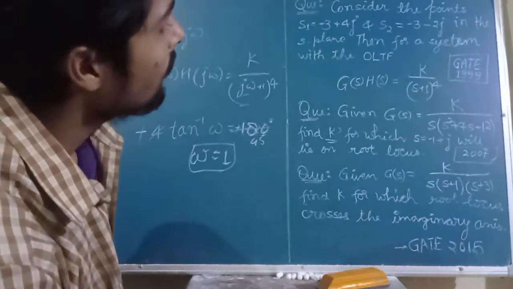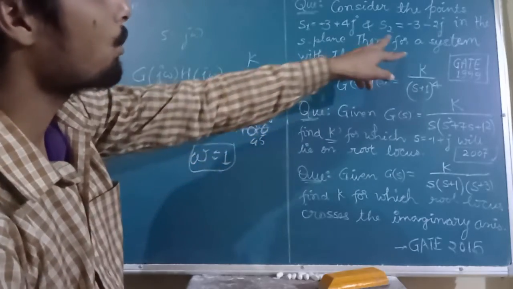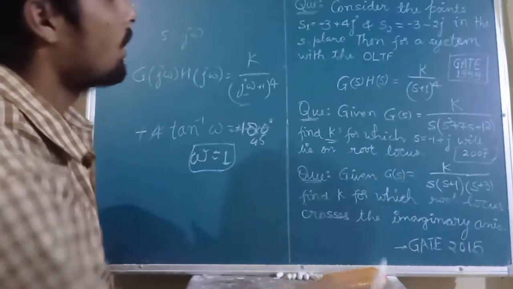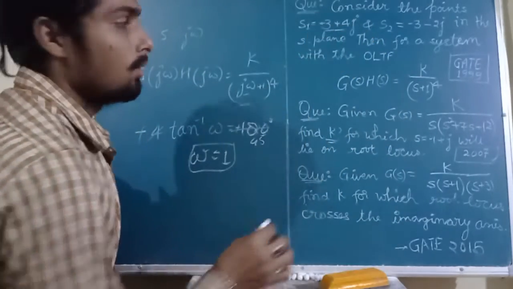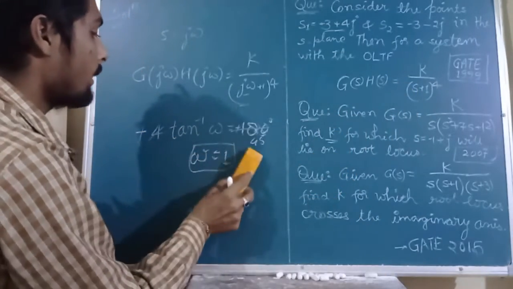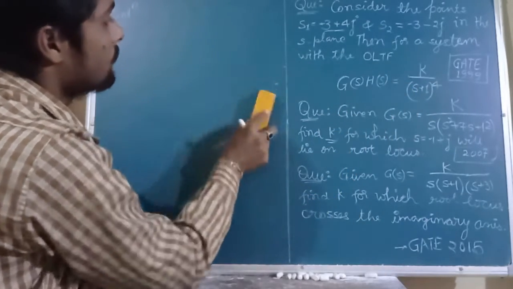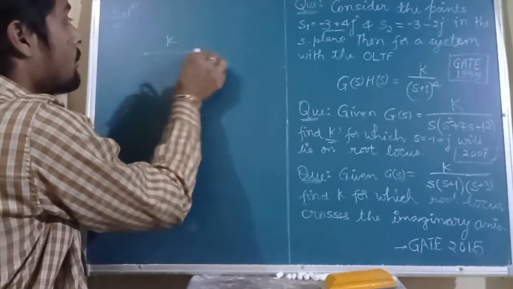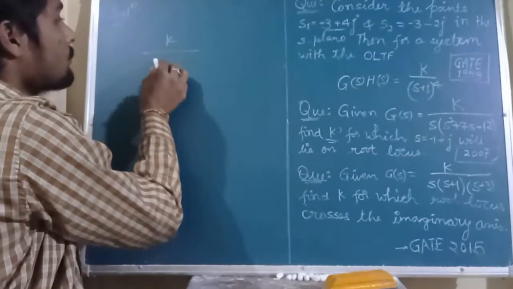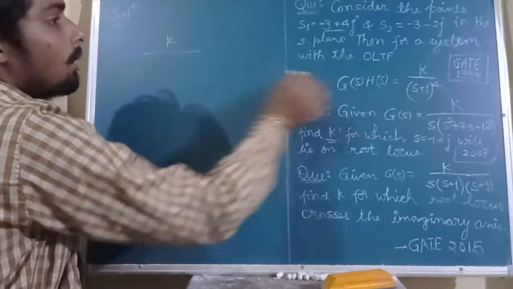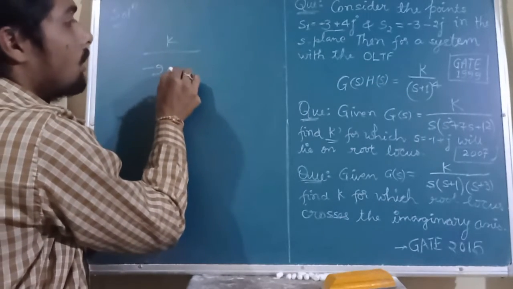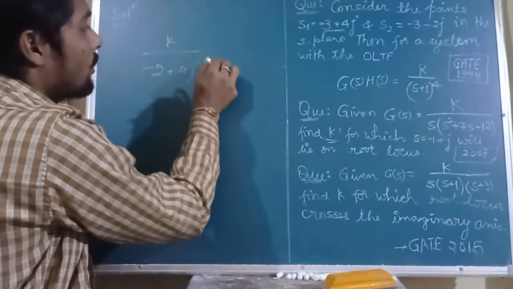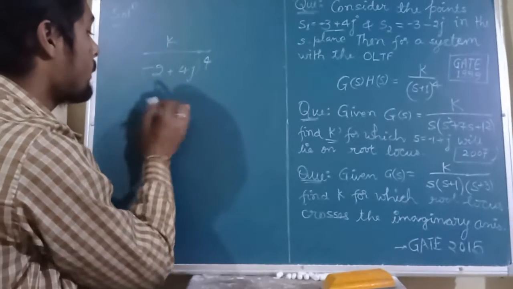Now compare that which of these points will satisfy this criteria, right? Now first put S1 here, over here, and then find the angle. Let us find out the angle. For the first point, k upon what will be? Put -3 plus 1, that will be -2 plus 4j. Now power of 4, calculate the angle. What will be its angle?